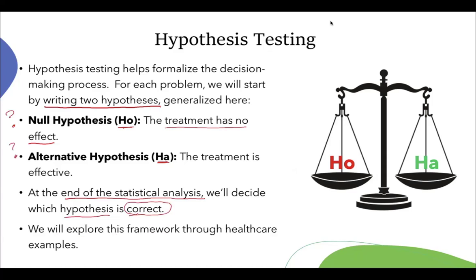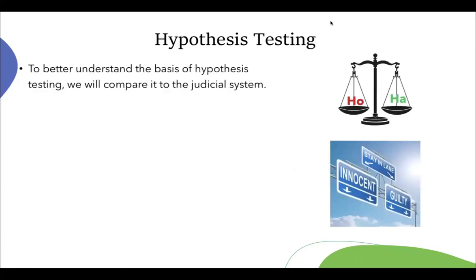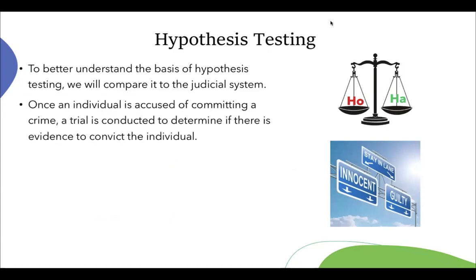So we are going to use healthcare examples to explore this framework. First, we are going to compare the hypothesis testing procedure to the judicial system. In the judicial system, when an individual is accused of committing a crime, a trial is conducted to determine if there is evidence to convict the individual.